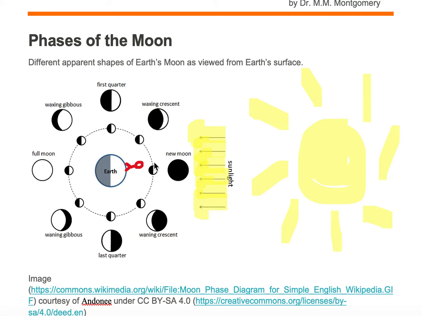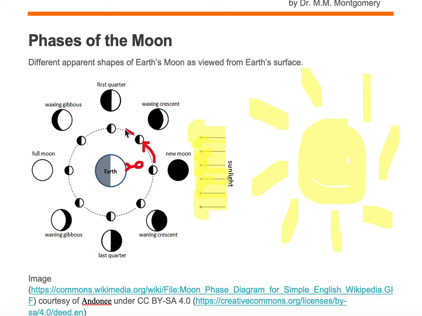Now, as the moon orbits around the Earth, we have different apparent shapes in the sky. So about 4 days later in its orbit, if we looked up into the sky, we would see a significant portion on the left side as dark and a small portion as white. So we would see this crescent shape in the sky.